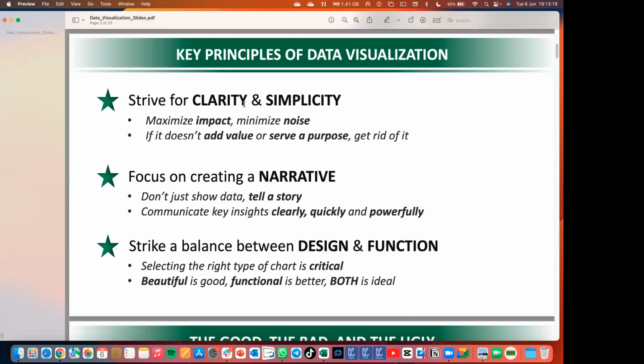So we are also going to look at the audience. Which audience are you going to present to? If you're going to present to CEOs, the chart has to be different. If you're going to present to operation teams, the chart has to be different.